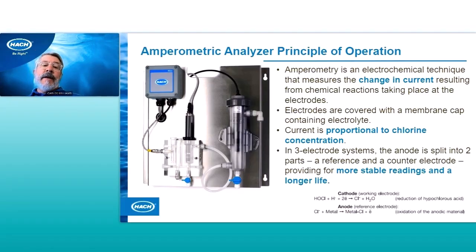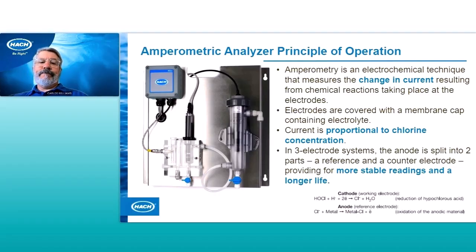In 3 electrode systems, which is what this has, you actually have an anode that's split into 2 parts. It's got a reference and a counter electrode. Having that design allows for a more stable probe and more stable readings over the life of the probe, and it also gives the probe a longer life.